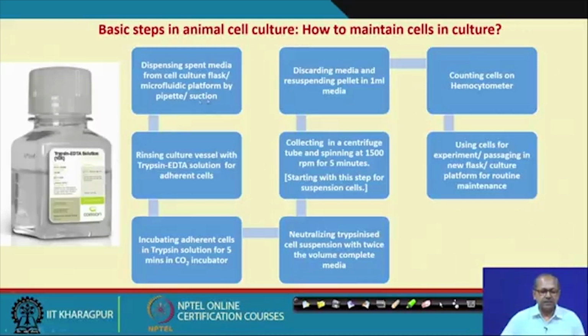After discarding the spent media from the culture flask, rinse the culture vessel with trypsin EDTA solution for adherent cells and incubate for 5 minutes or maybe less, depending on the cell line. Neutralize the excess trypsin with twice or thrice the volume of complete media, then collect it in a centrifuge tube and spin it. Now your cells will be pelleted down. Discard the media, add 1 ml of fresh media, and count the cells in a hemocytometer. Then you can do the experiment or passaging, and then you can store the cells for further use.